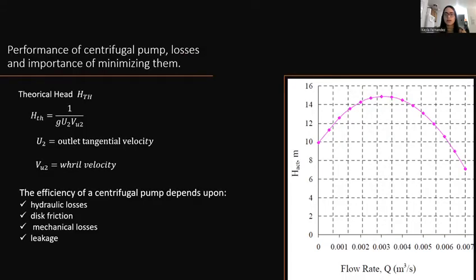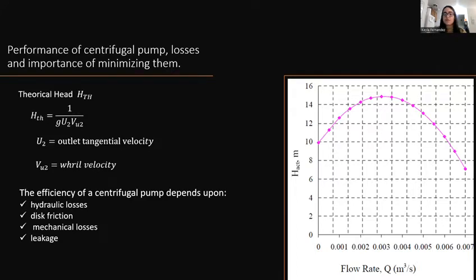Centrifugal pumps are widely used because of their high efficiency, easy installation and maintenance, and also because their discharge is uniform and a continuous flow. I'm going to describe a performance analysis of a centrifugal pump and talk about losses and the importance of minimizing them.